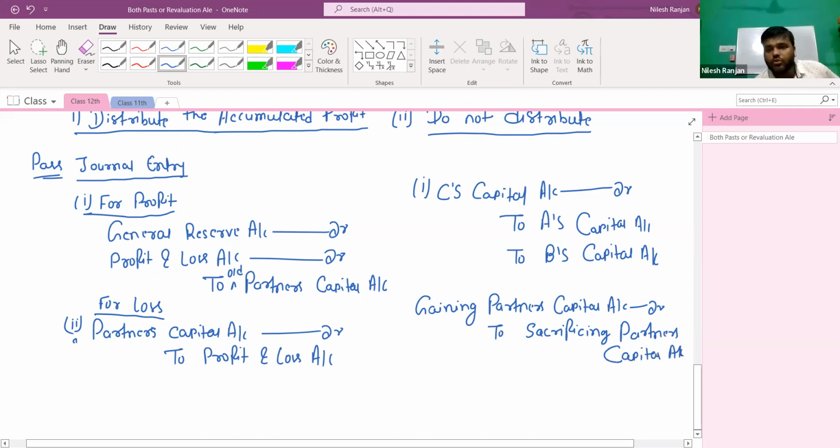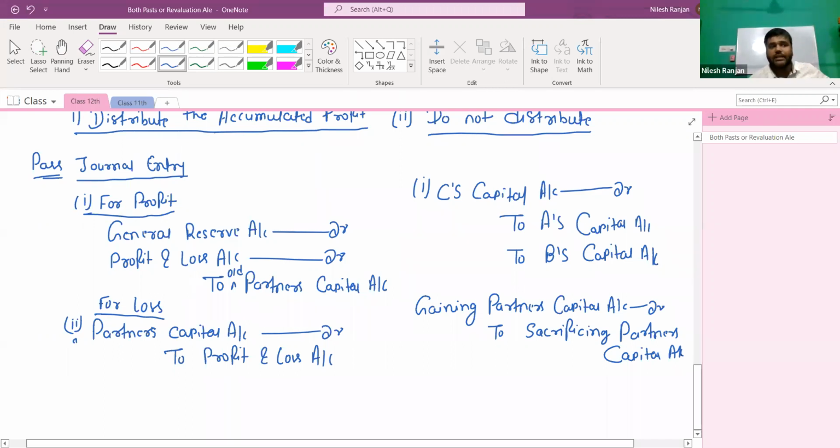Sometimes there is also an old partner who is a gaining partner. Sometimes there is a case where an old partner also becomes a gaining partner. Then that partner's capital account will also be debited. Let's say A, B, and C are old partners, and D is a new partner. In the new profit sharing ratio, D is getting from A and B, but C is also a gaining partner. C's ratio will be increased.